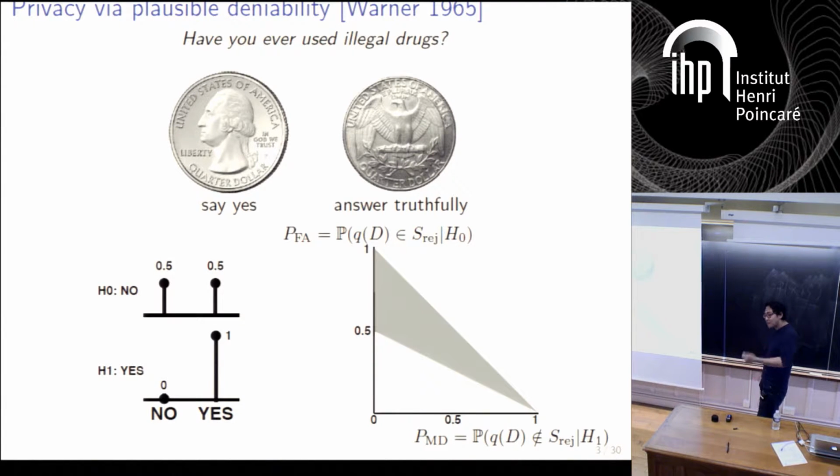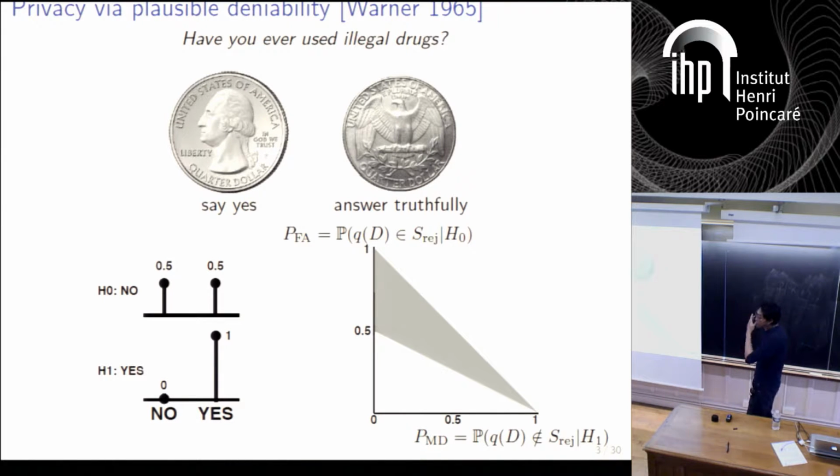And this preserves privacy on the one side because, well, if say you didn't use it, then you're happy to say you didn't use it. But if you used it, you want some deniability, some plausible deniability that there are other people who didn't use it, who said they used it. Or it's the coin and not me. So this was called randomized response.